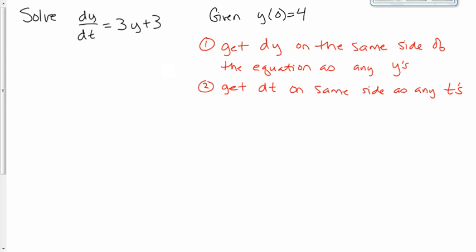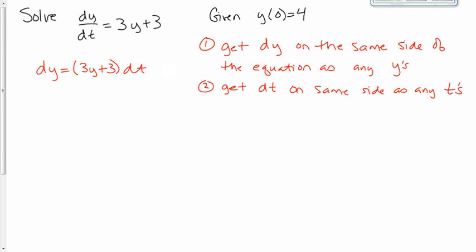So this first step, I'm actually going to multiply both sides by dt. So when I do that, I get dy is 3y plus 3 times dt. Now we always want to be multiplying. We don't want to distribute anything. At this point, we want to divide both sides by 3y plus 3 to make sure my dy is on the same side of the equation as my y.